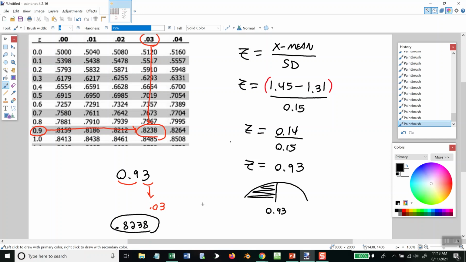Now, if the problem's asking to put it in percent form, that would be 82.38%, and then you'd round as normal. You always round at the end. And that's our answer.